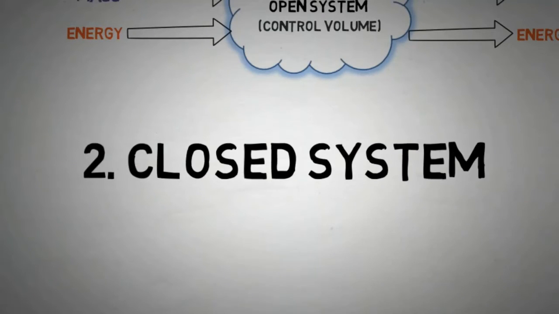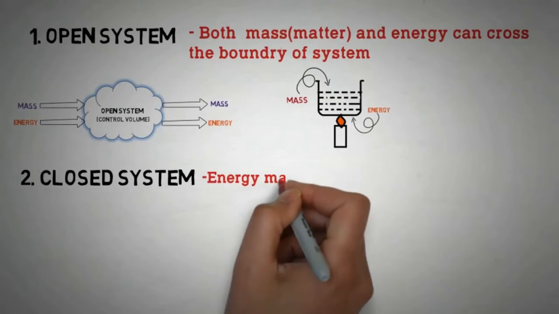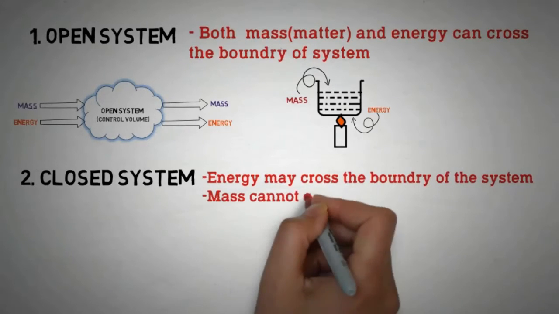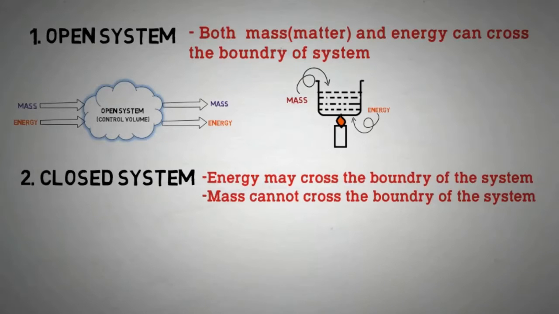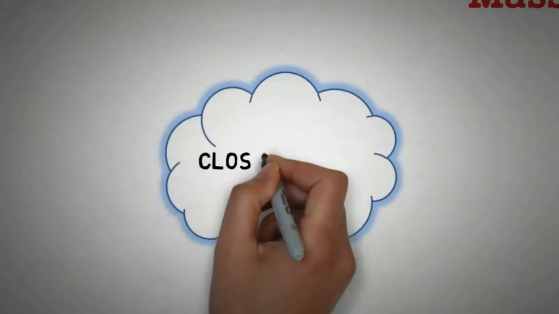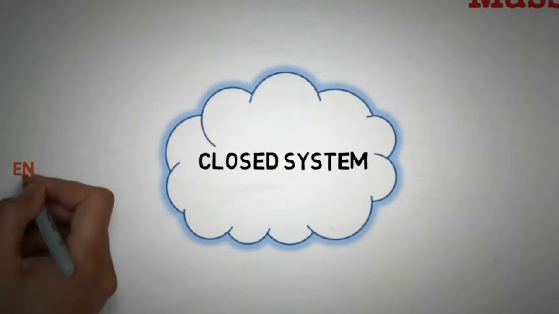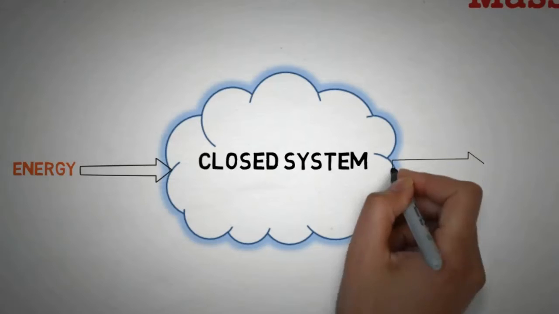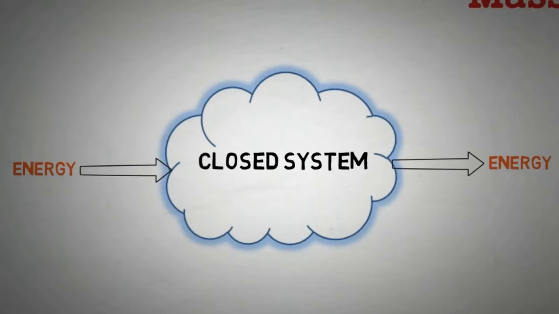Closed system. A closed system is a thermodynamic system in which only energy can cross the boundary of the system but mass is not allowed to do the same. Here in the diagram of the closed system we can clearly see that only energy is able to come in and go out of the system by passing through the walls of the system.